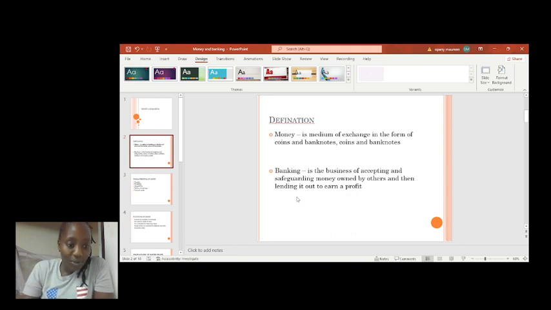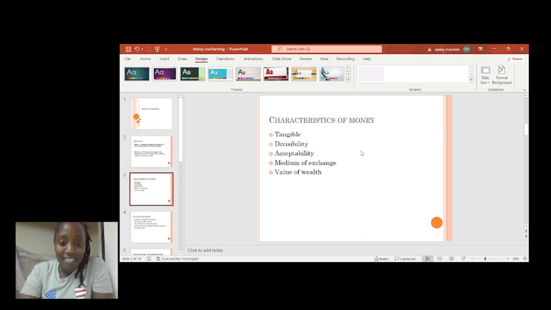Then as we proceed, we have the characteristics of money. One of the characteristics is that money is tangible, meaning that you can touch and feel it. And then we have divisibility, meaning it is essential that any asset which is used as money is divisible into small units so that it can be used in exchange for items of low value. For example, if you have 1,000, you can divide the 1,000 and you can get 100, 250 shillings.